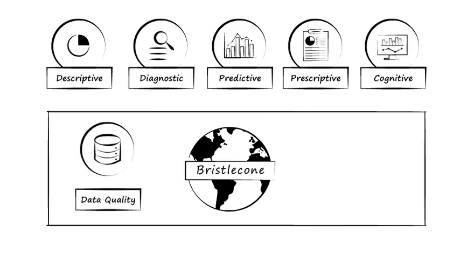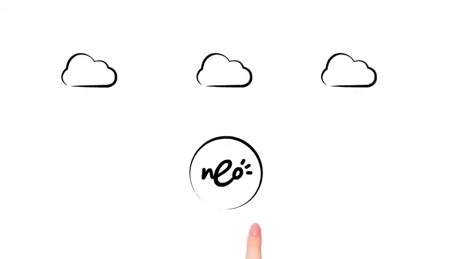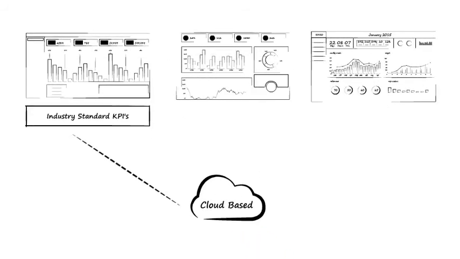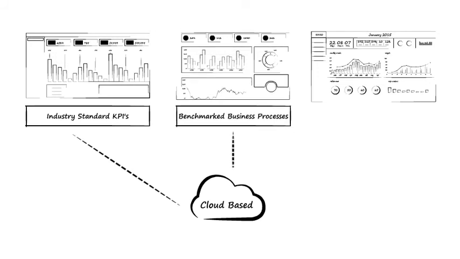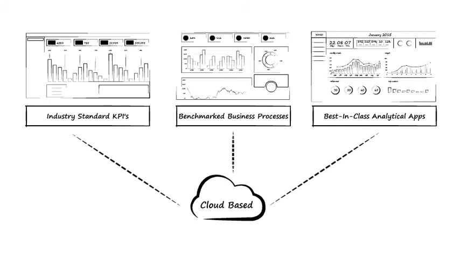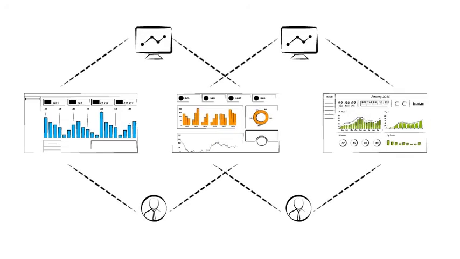With a solid backbone of data quality and information management, Neo, our cloud-based platform, provides integrated business and analytical applications with pre-built industry standard KPI frameworks, benchmarking, and visually rich user experience. Neo enables you to go live with your data in days, rather than waiting for months of development cycles.